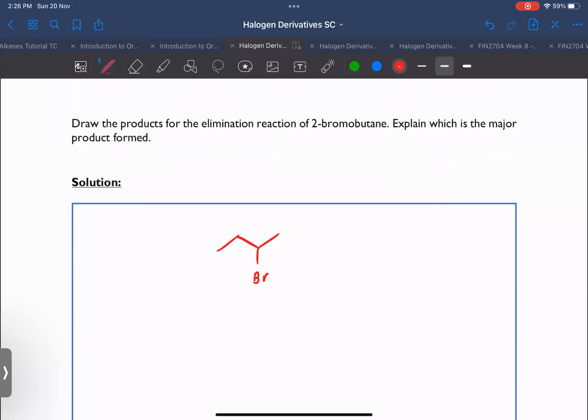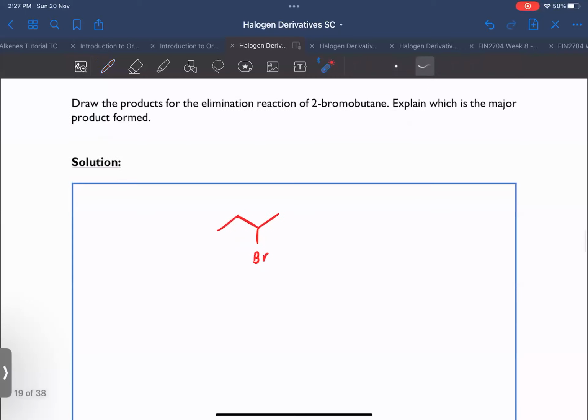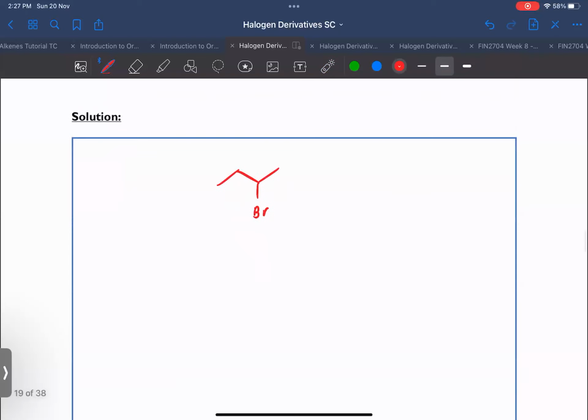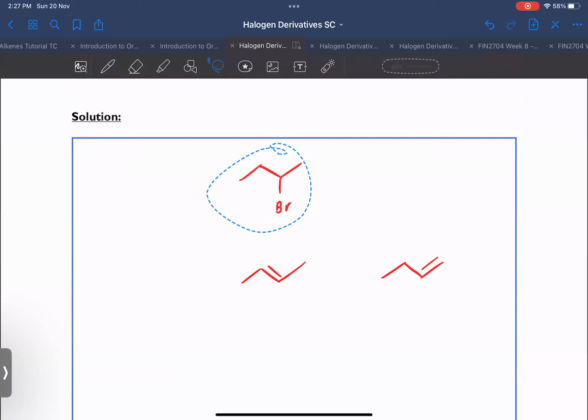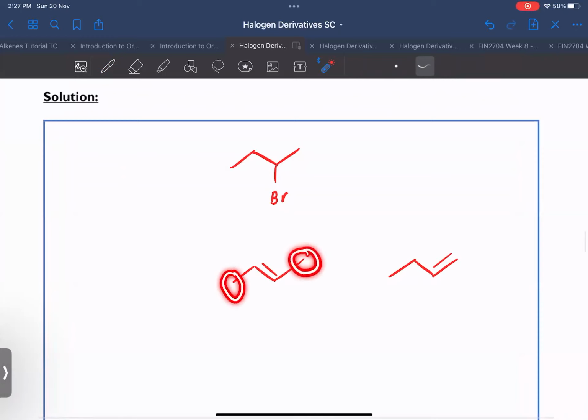Right, how many products have you drawn? Okay, so you've drawn two products, because you can eliminate on both sides. One here, one here. If you eliminate on the left, you will get this. If you eliminate on the right, you will get this. Now, based on Zaitsev's rule, which one is more likely to form? Zaitsev's rule says that this one is more likely to form. Why? You want to have more alkyl groups on the double bond. So you have two alkyl groups on the double bond here, but this one only has one alkyl group on the double bond. So two is better than one, and this one will be more likely to form.